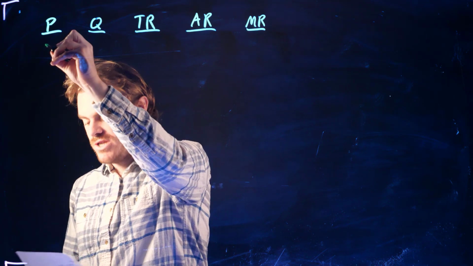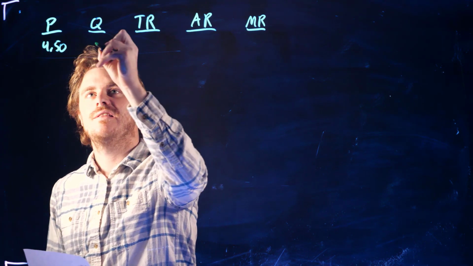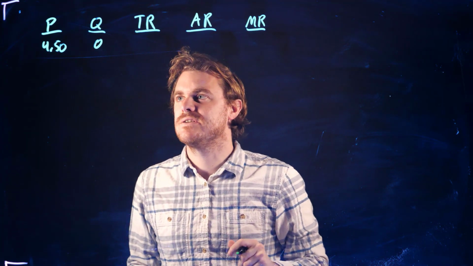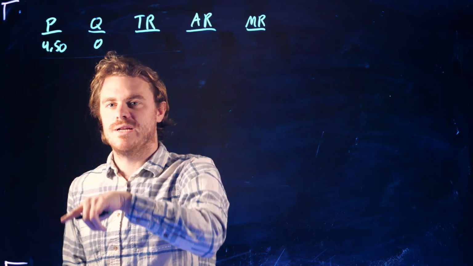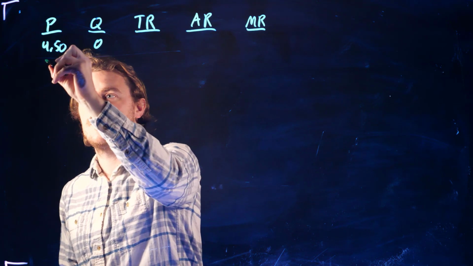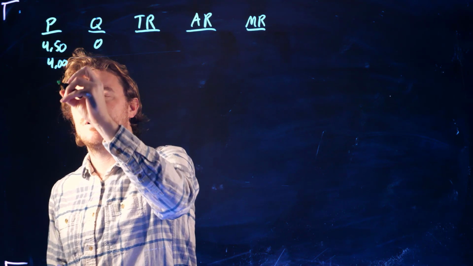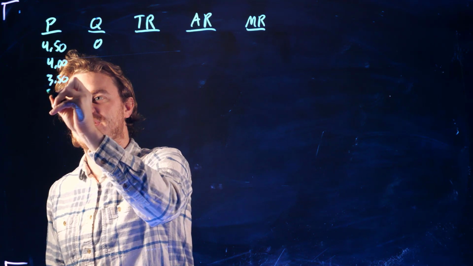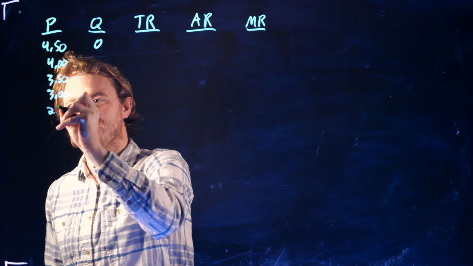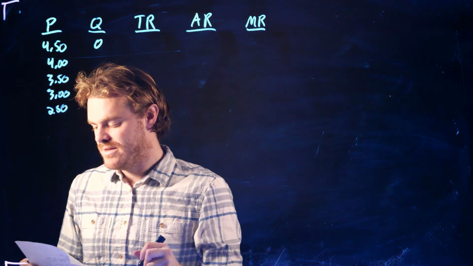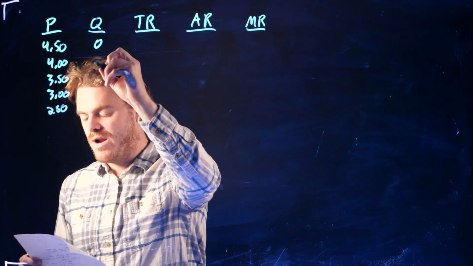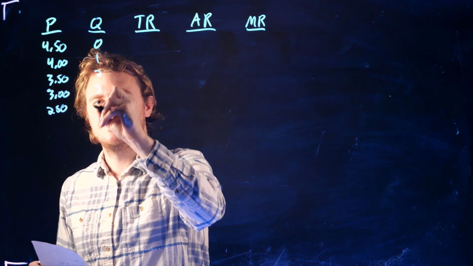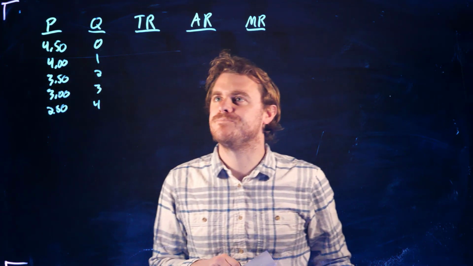All right, so let's just start at a price of $4.50, and let's say the quantity demanded is 0. I'm just going to list a whole bunch of prices and quantities down here. So $4, $3.50, $3, $2.50. That's probably enough. Quantities will just go up by 1. Just kind of looking for the pattern here.